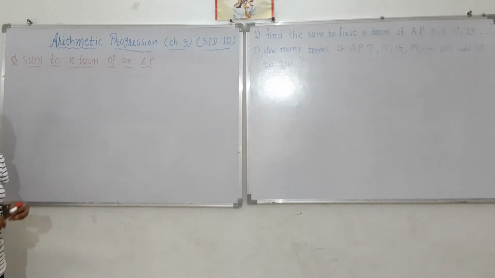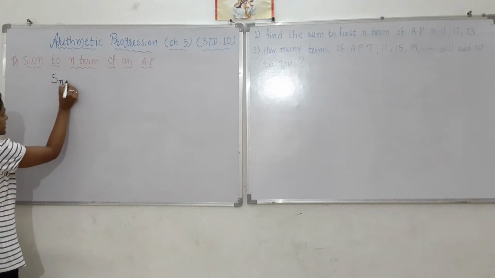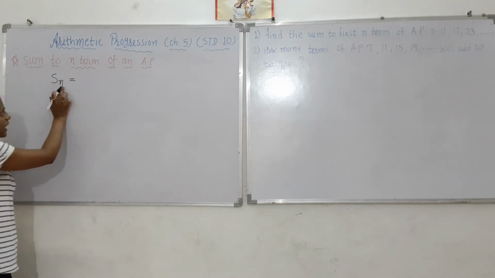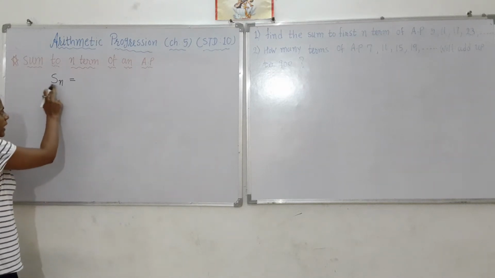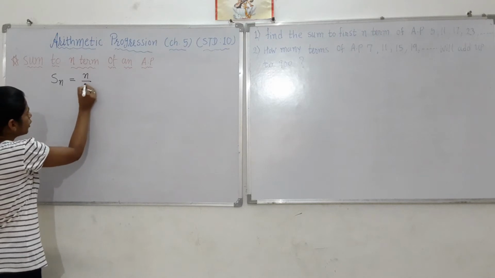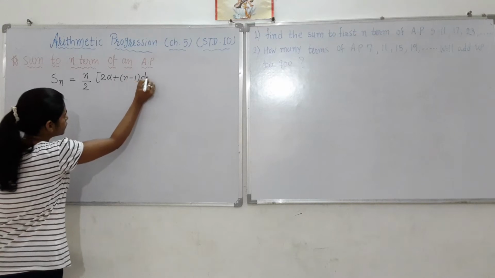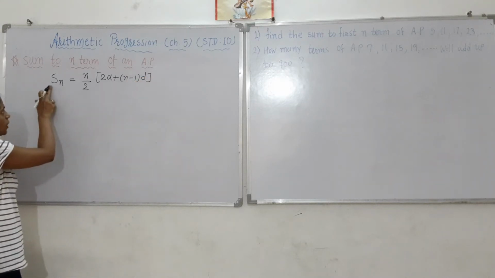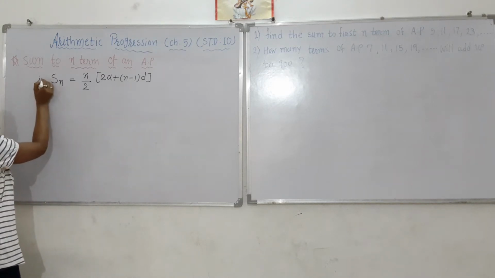So suppose you have one arithmetic progression and you want to find the sum of this arithmetic progression. That means you want to add these terms. So how can you find this sum? By using this formula Sn. S stands for sum, n stands for number of terms, the number of terms you are asked to add. So Sn is equal to n upon 2 into 2a plus (n minus 1) into d. This is the formula of the sum to n terms of an arithmetic progression. This is the first formula.